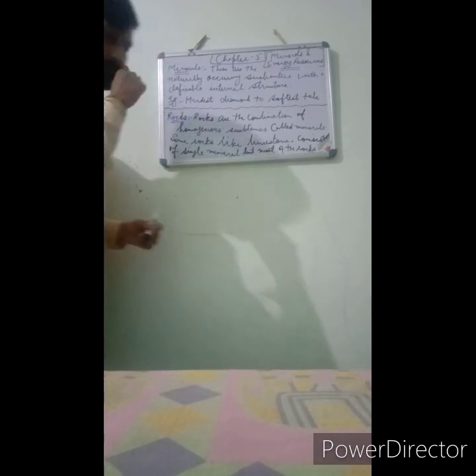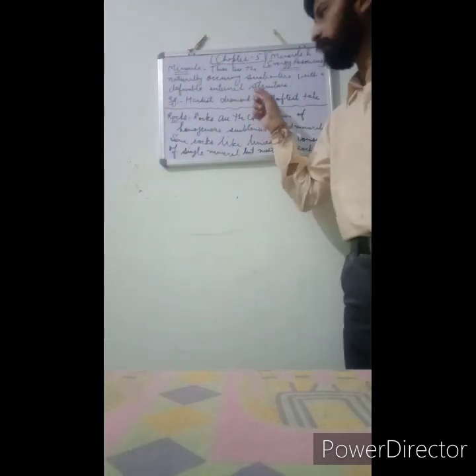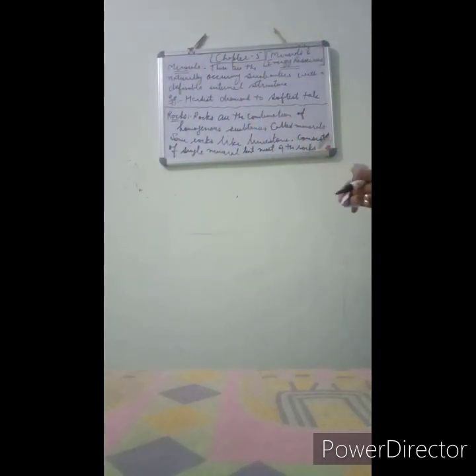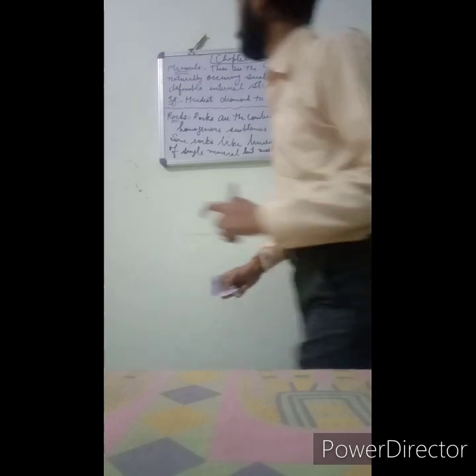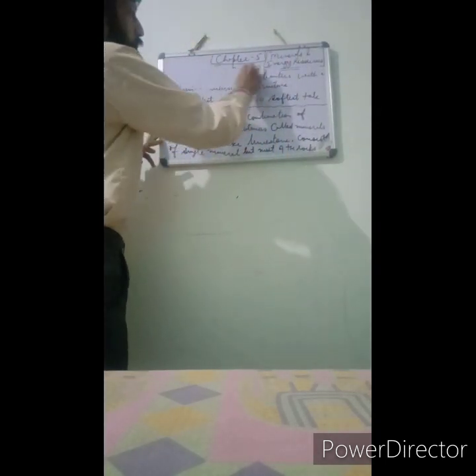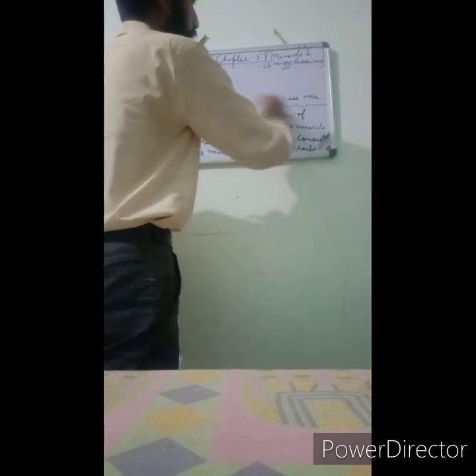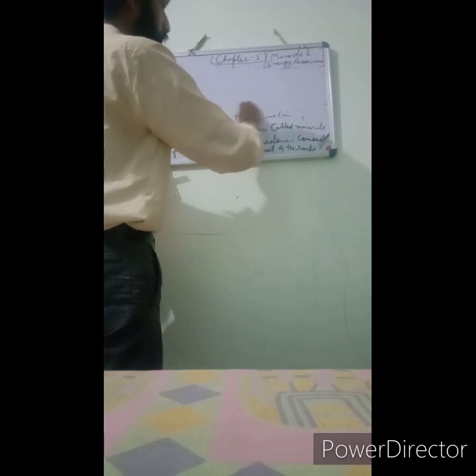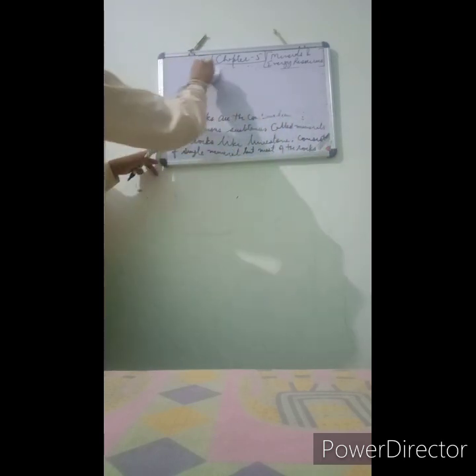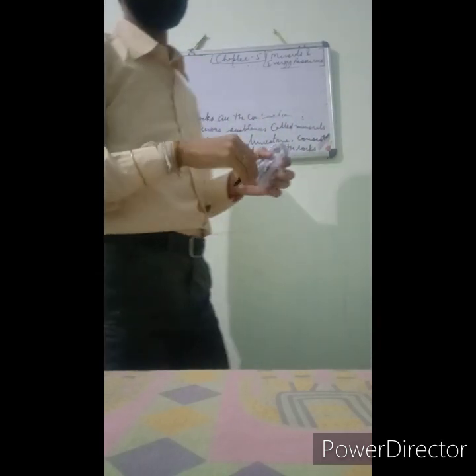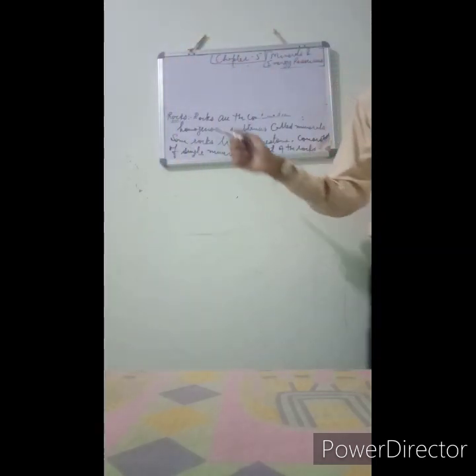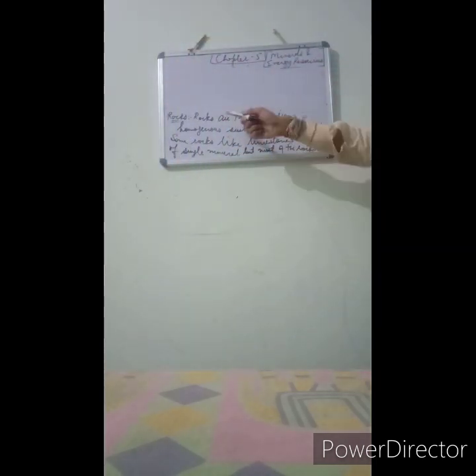Next. Now I'm going to rub it. I think you have written all this. First of all, I'm rubbing up to here. But please write down rocks. Rocks are the combination of homogeneous substances called minerals. Please write down.